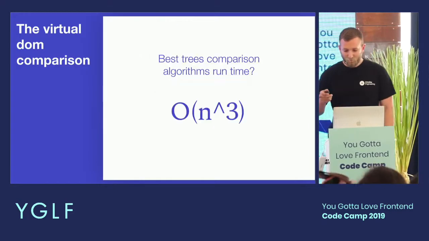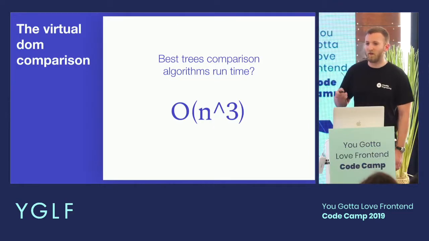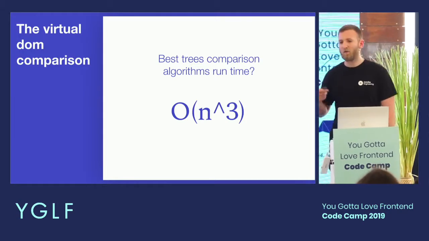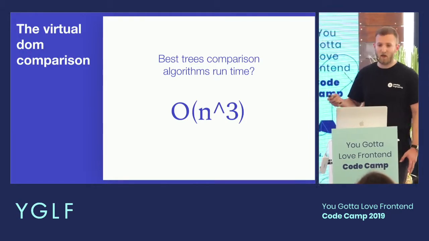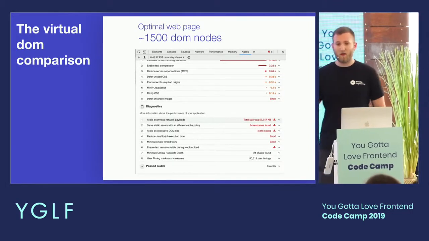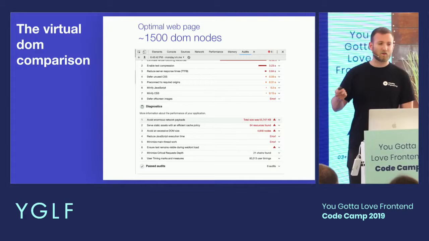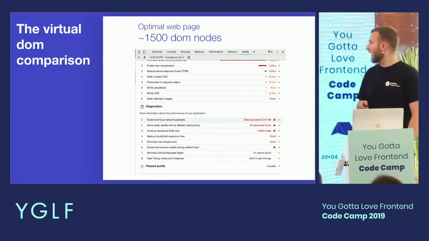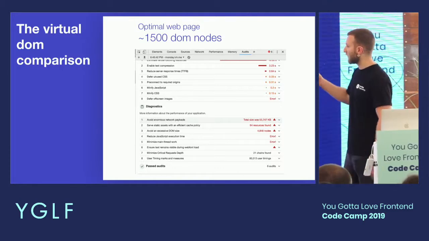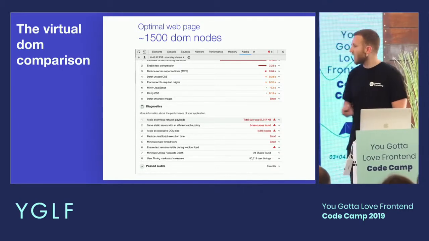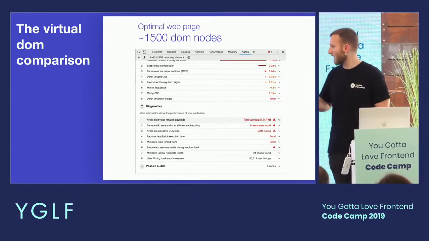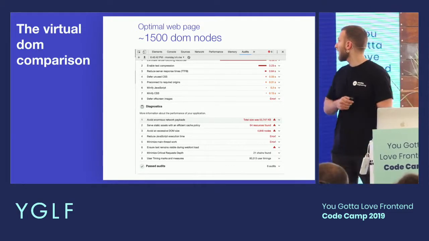The best algorithms that are running today in order to compare 2 different trees run in O of n to the power of 3. This is the best algorithm running today. So for example, an optimal page contains around 1,500 DOM nodes. You can check it in the audit tab in the Chrome tools. You can scan the page and find how many DOM nodes you have, and more analytics, such as diagnostics and more.